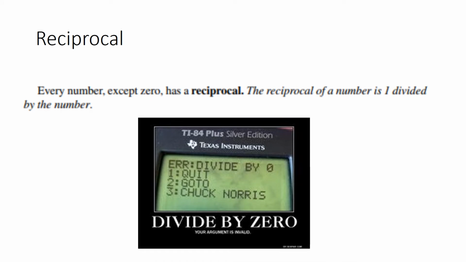Here we have some more vocabulary. This word is pronounced reciprocal. Every number except 0 has a reciprocal. The reciprocal of a number is 1 divided by that number. If you try to divide by 0, your calculator will give you error messages.